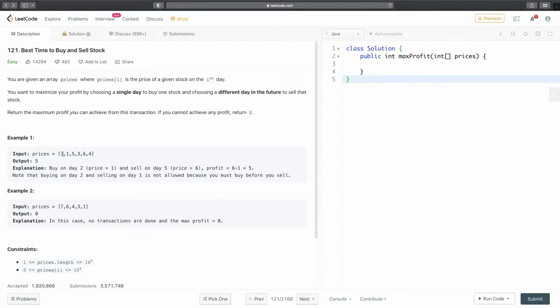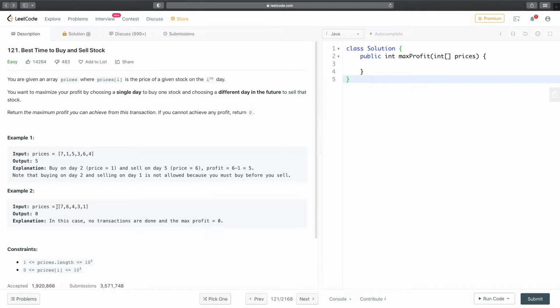Here the prices are given as 7, 1, 5, 3, 6, 4. So if you buy the stock at the second day at the price of 1 and you sell the stock at the fifth day at the price of 6, the difference between the prices is 6 minus 1 equal to 5, which is the maximum profit you can get from this set of values in the array. If you choose any other values, for example 1 and 3, you're going to get 2, and 1 and 4 you're going to get 3. Any other pair will give you a lesser amount than 5.